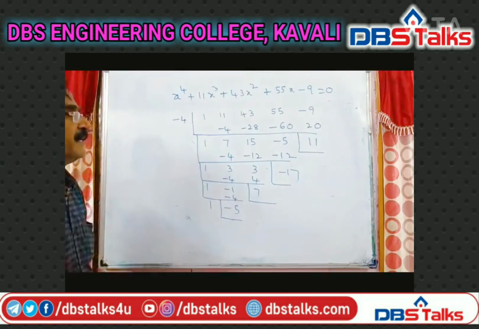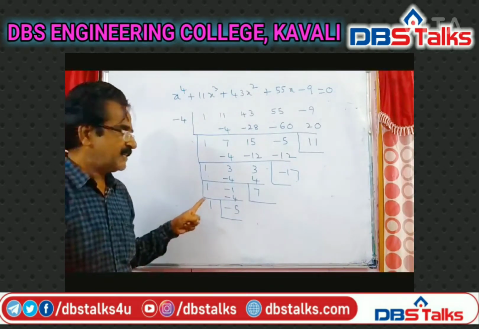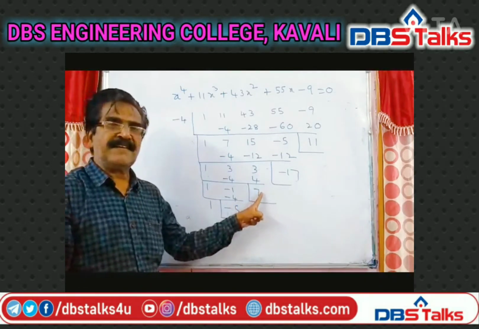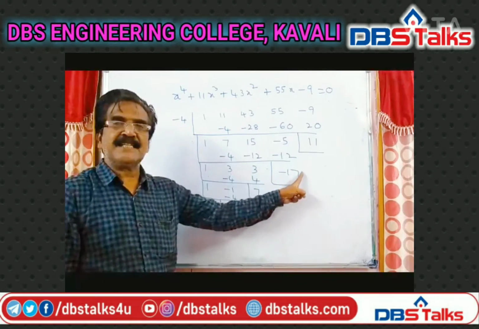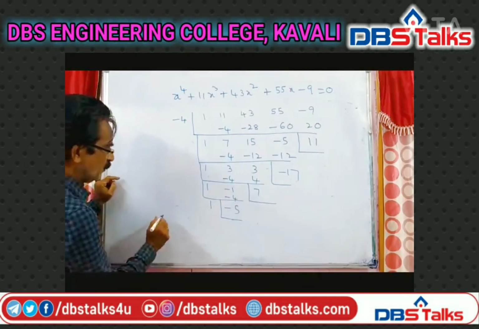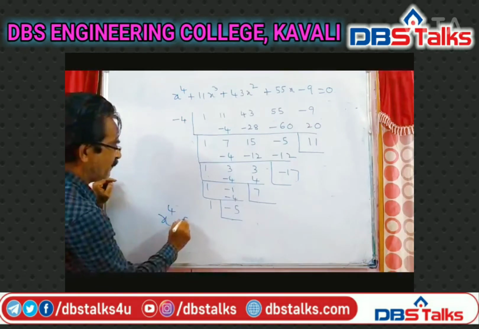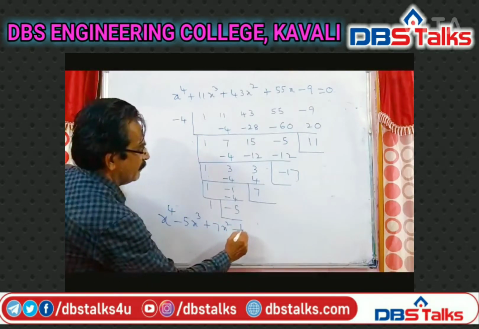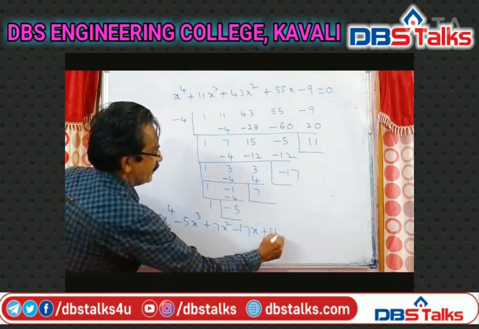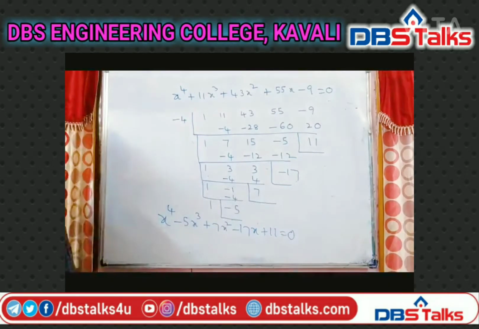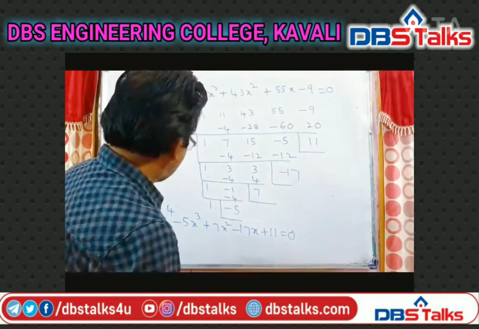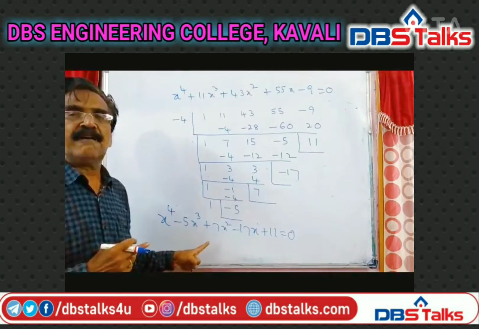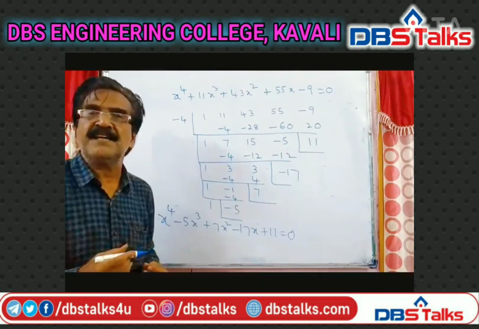So here the required equation is x power 4 minus 5x cube plus 7x square minus 17x plus 11 is equal to 0. This is the required polynomial, friends. This is the easy way you can adapt.